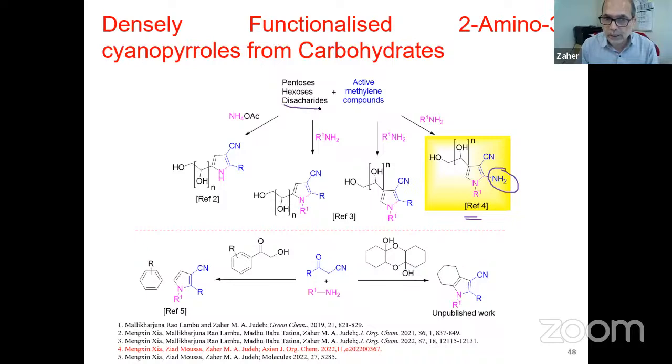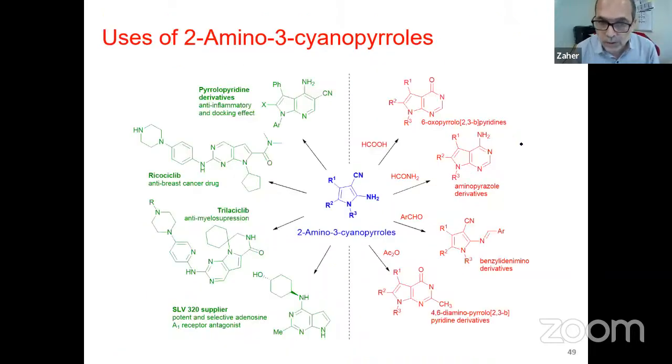So what I'm doing here, I am taking the carbohydrates, the active methylene compounds, I'm taking amine, and I'm making these types of compounds. Instead of this and here and here, I am making this type of compound because these types of compounds are very, very important. Why are they important? Because first of all, these types of compounds are called 2-amino 3-cyano-pyrrole. This is our 1, this is 2, and this is 3. So 2-amino 3-cyano and pyrrole. This is a very critical kind of arrangement, 2-3, because you can make a huge number of rings from here.